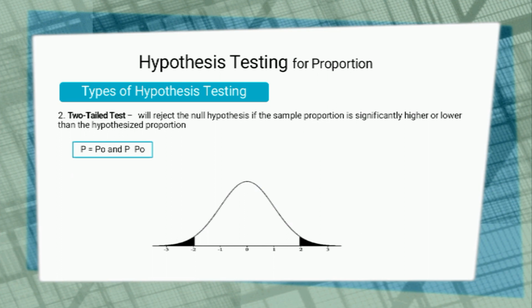So, ang pangalawa is yung two-tailed test. Pag two-tailed test naman, tulad na nakikita nyo, dalawang buntot niya yung may shade. So, two-tailed test will reject the null hypothesis if the sample proportion is significantly higher or lower than the hypothesized proportion.